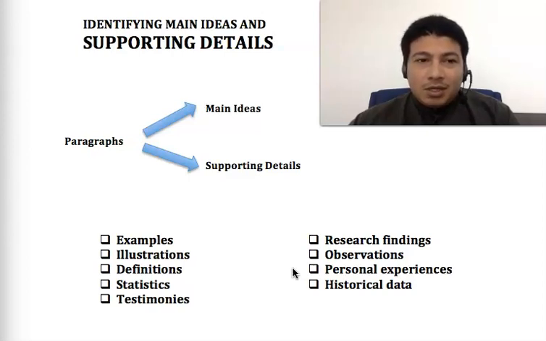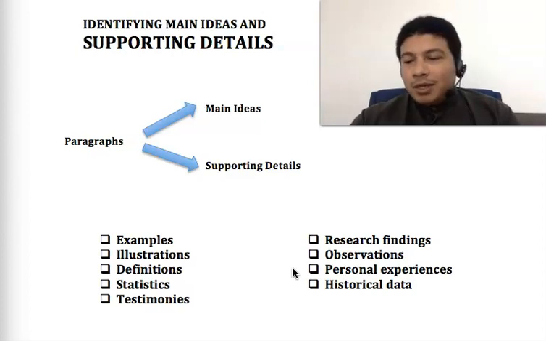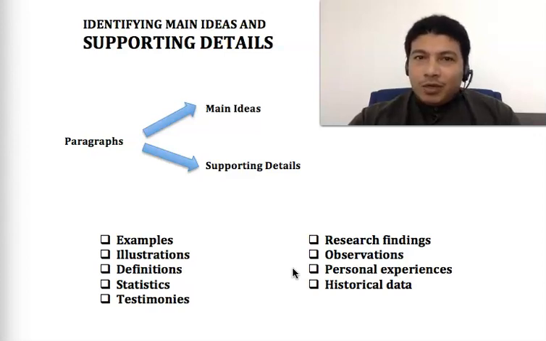And lastly, you have historical data, which includes information about events and people in the past, because it is historical. Normally when you have historical data in your writing, you are trying to predict what would happen in the future. So you tell people what happened in the past, so the same thing could happen in the future if we don't take appropriate actions now. So historical data can be a type of supporting detail.